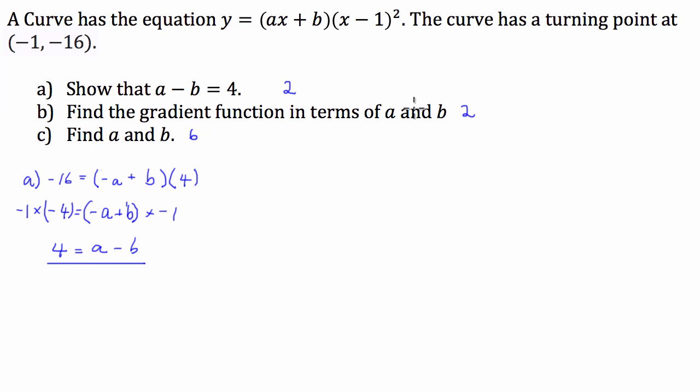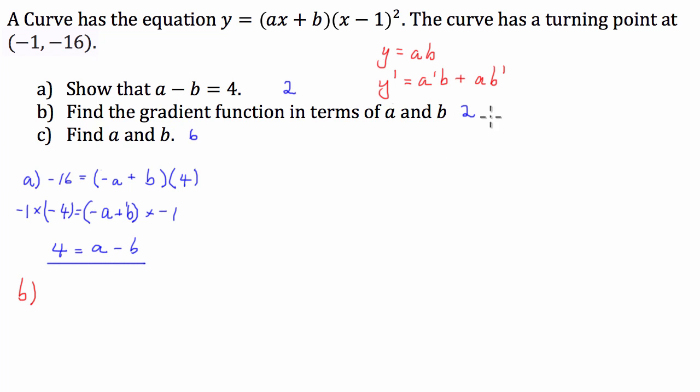Now it says here, find the gradient function in terms of a and b. Okay, so I'll change colour. We've got a gradient function that we're going to have to figure out. We've got a linear times by a quadratic, so we're going to use the product rule to differentiate this. Now, the product rule: if we have a function y equal to u times v, two functions multiplied together, the derivative y prime is going to be equal to the derivative of u times v, plus we leave u the same and times it by the derivative of v.